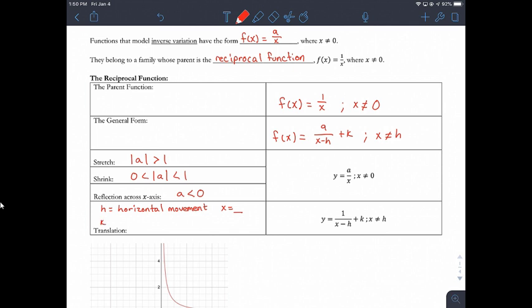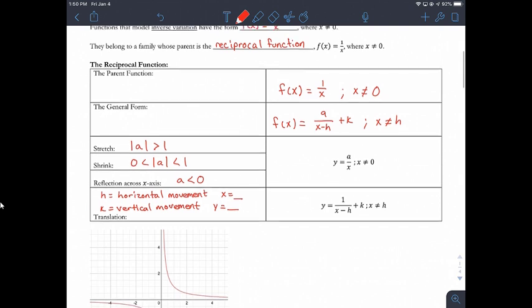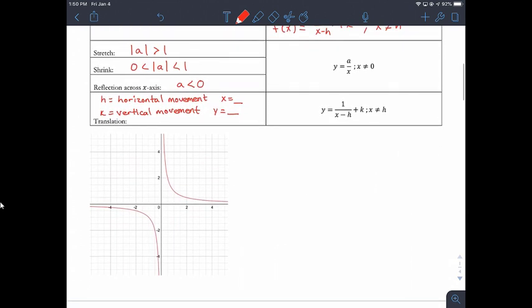K is going to be your vertical movement. And that's going to be the same thing. Y is equal to blank will be the equation of your asymptote. So let's talk about what I'm talking about with asymptotes. And yes, I understand that it is a funny word and probably something you haven't heard before.